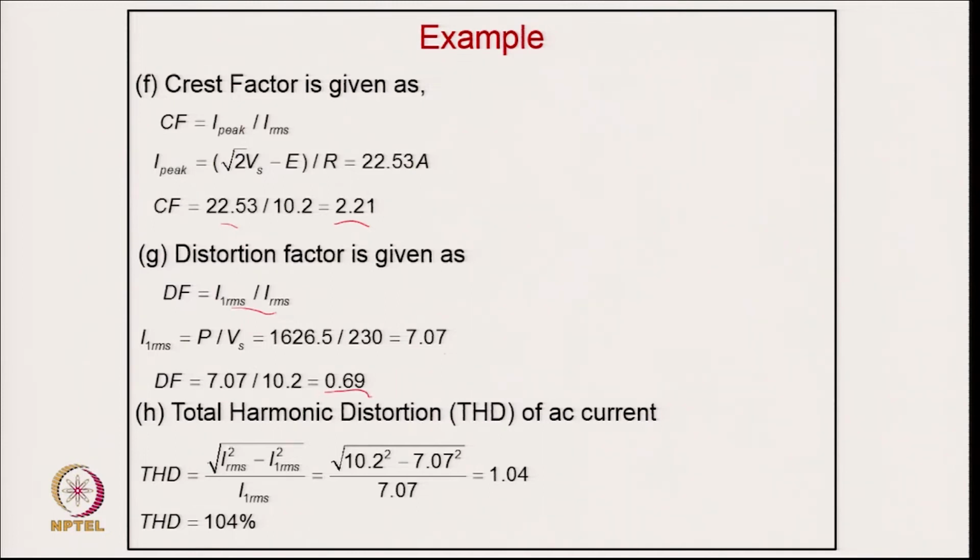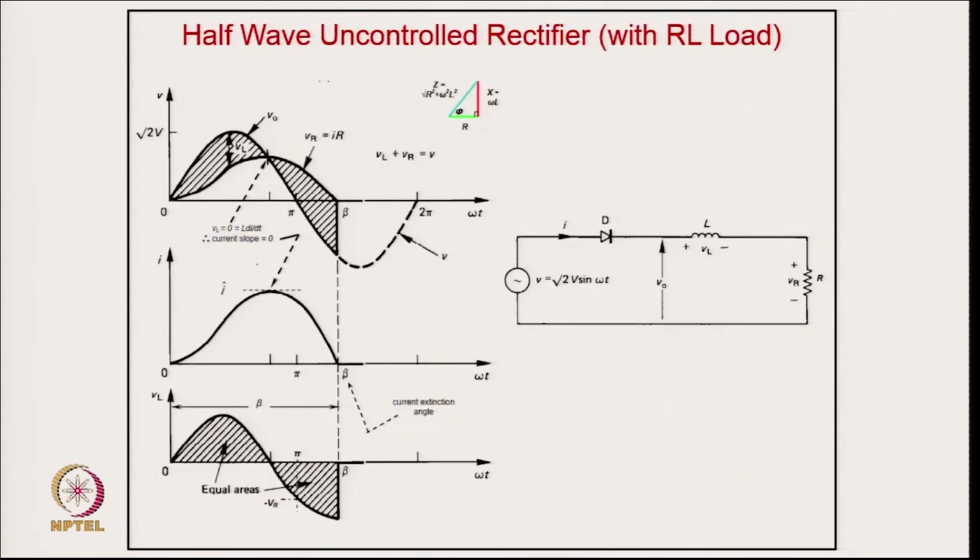Ideally, it should be 1 when there are no harmonics, and the total harmonic distortion, if you put the value, comes to 100.04%. Ideally it should be almost 0 for a sine wave. So, coming to half wave control, these are the typical waveforms.